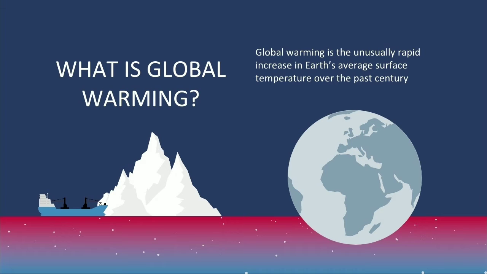What is meant when it comes to global warming? The definition of global warming is the unusually rapid increase in Earth's average surface temperature over the past century. As the greenhouse gases pool in the atmosphere, the Earth gets hotter. This process is leading to a rapid change in climate, also known as climate change.